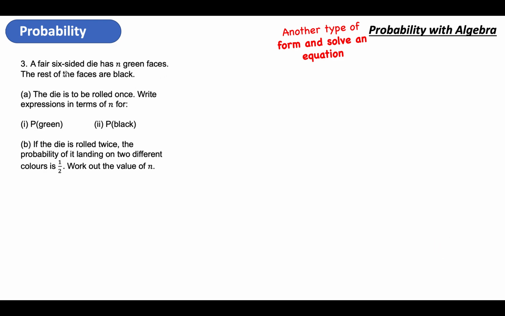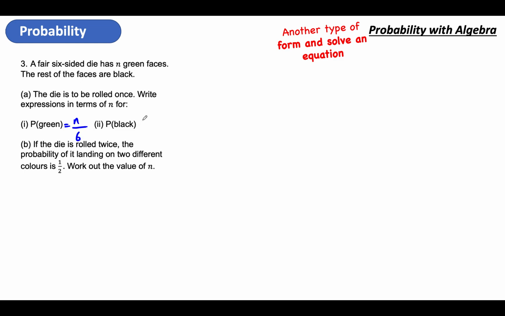Okay, so have a look at this then. Question 3: a fair 6-sided dice has n green faces. The rest of the faces are black. So probability of green. Well, the number of green is n. There are n green faces out of the total, which is 6.